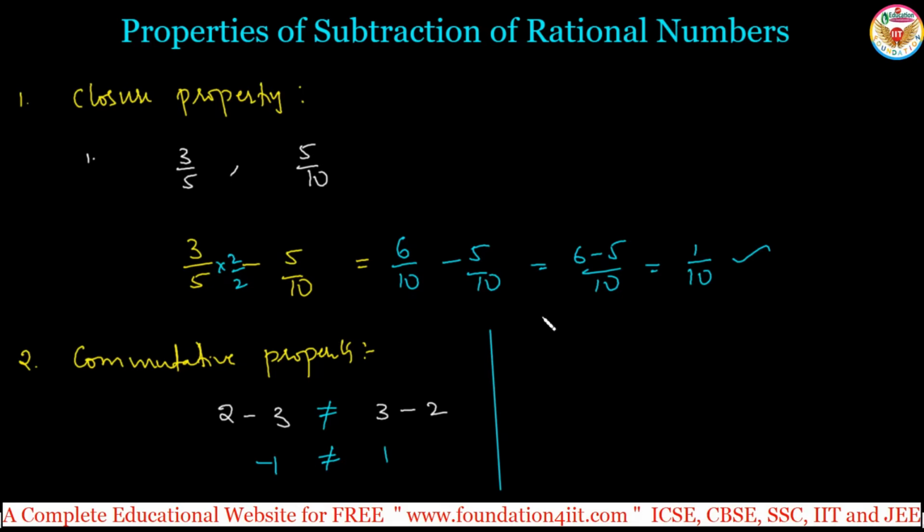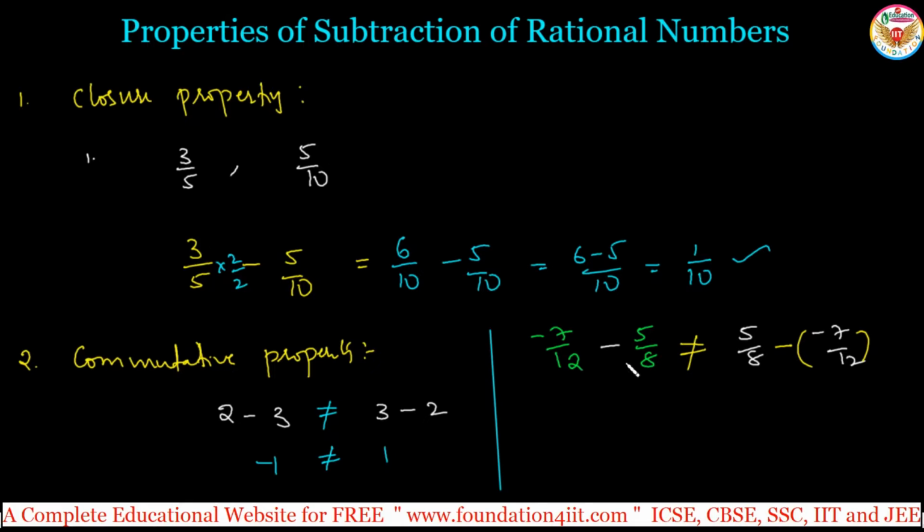Let us see with an example: minus 7 by 12 and 5 by 8. Subtract both ways: minus 7 by 12 minus 5 by 8, and 5 by 8 minus of minus 7 by 12. They are not equal, because we'll get different results.